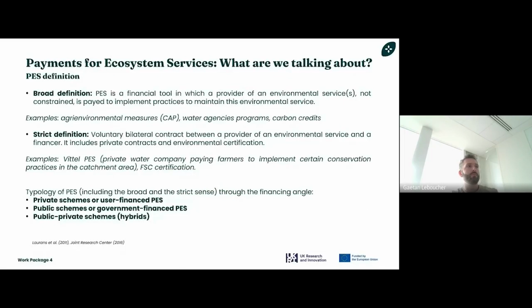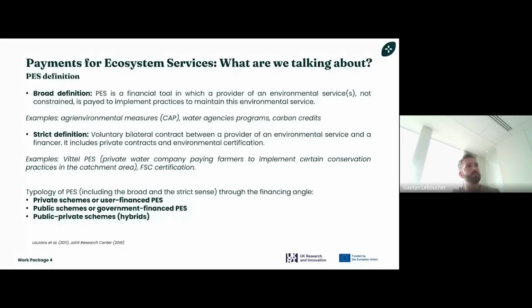Now, among the sources that we gathered, we noted that there were a lot of different definitions given for PES. Some of them are more operational, others are theoretical. And besides, a PES can take multiple forms. So here we give a definition that includes two scopes, a broad sense and a strict sense, and that was given by a French organization. We chose this one because it tries to include the diversity of existing mechanisms.